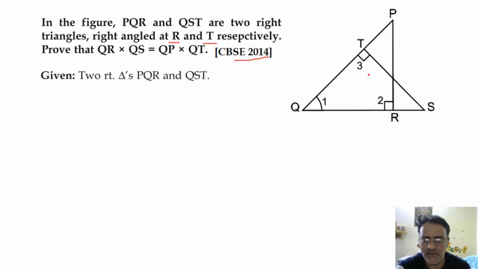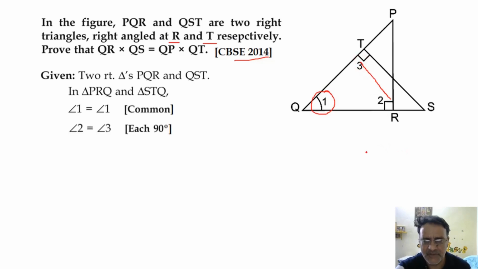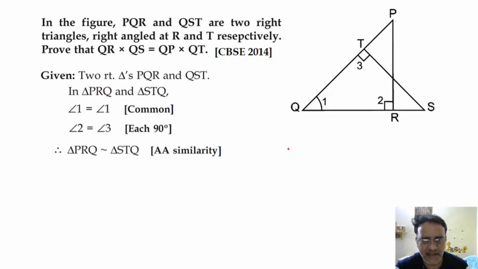Okay, so we are taking 1, 2, 3. So in these two triangles, angle 1 is common to both the triangles, and these two angles are 90 degrees each. So therefore these two triangles are similar by which criteria? AA similarity. Right, AA criteria. Now we are going to find the corresponding sides. Okay, so you tell me the opposite side of angle 1, first triangle.